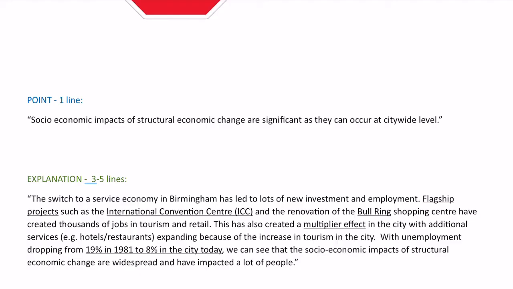In my explanation, I've made that reference again to the service economy, just to make sure the examiner hasn't fallen asleep. But I've got lots of place-specific detail, again, underlined. Flagship projects, for example the renovation of the Bull Ring, have created lots of jobs. This has created a multiplier effect, and that has increased tourism in the city. I've shown how significant this is because I've given some figures to show what the unemployment rate was in the 80s and what it is today.